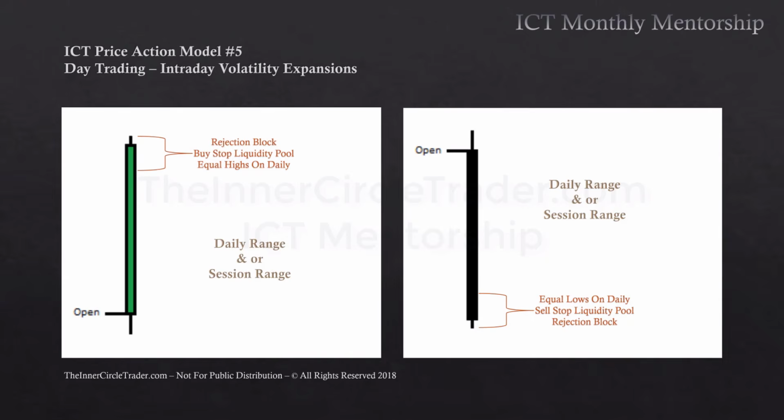Everything obviously is being reversed here for when the market's bearish and we have an anticipation for the daily range and or session range being bearish. We'll be targeting equal lows on the daily and or an intraday equal low, or a sell stop liquidity pool that either is on the daily. Now, if you remember, before I changed to the slide, I was showing you that 132.06 level. In this case, looking at the bearish scenario, we have a sell stop liquidity pool resting below 132.06. And then obviously, as we push lower, a rejection block also could be a catalyst for a discount array.